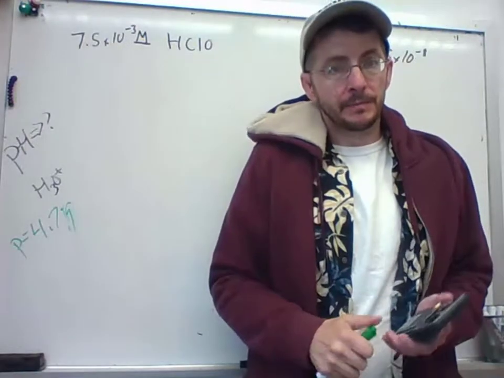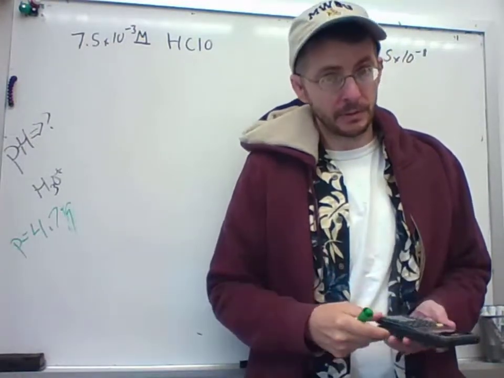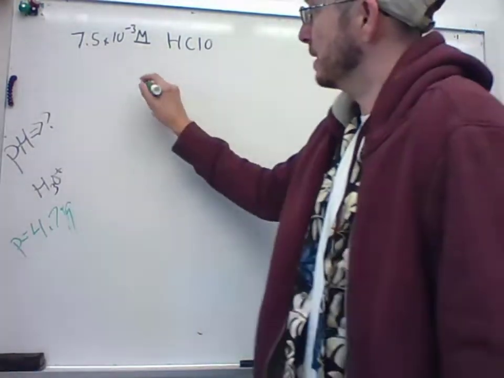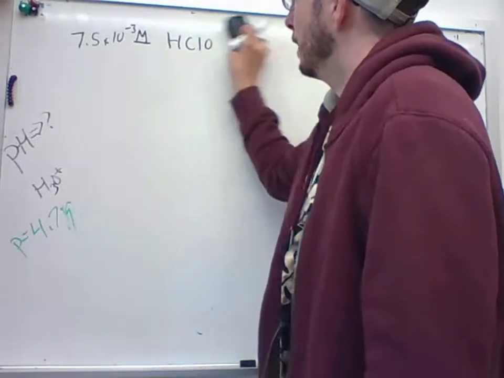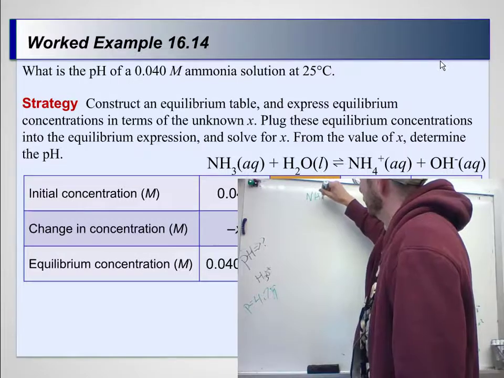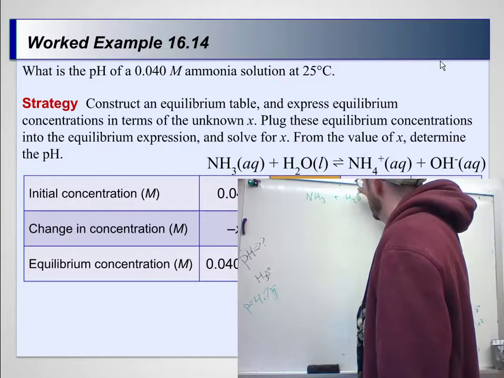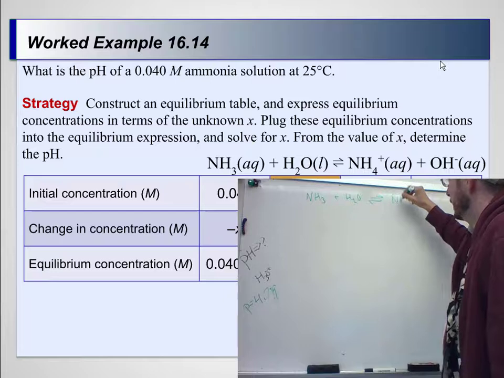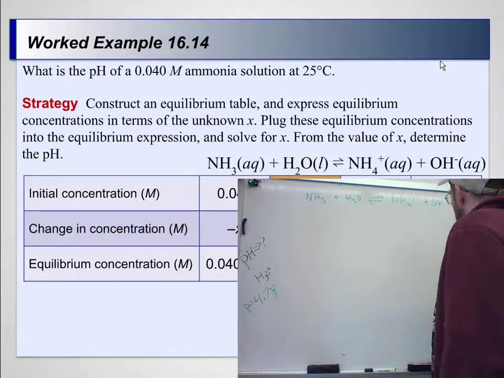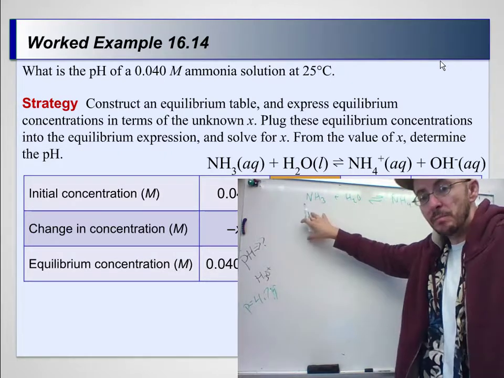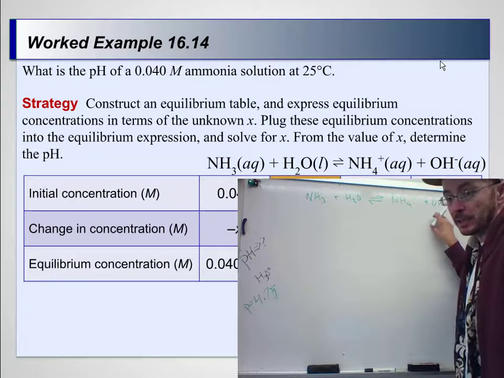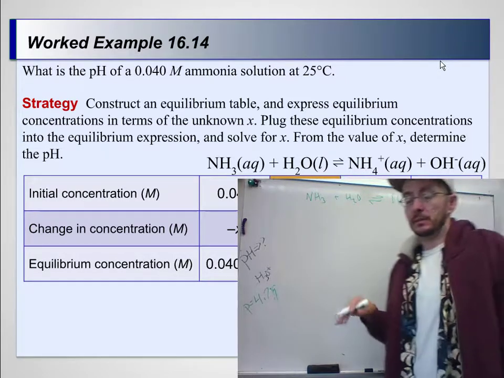Now, a weak base is not radically different. In a weak base, we have a weak base. In this case, we have ammonia, NH3 plus H2O goes to NH4 plus and OH minus. This is Kb. Kb is always the base reacting with water to produce the conjugate acid and hydroxide ion.